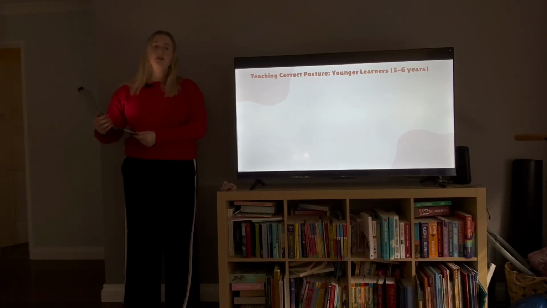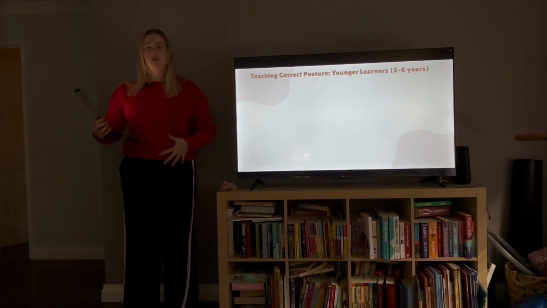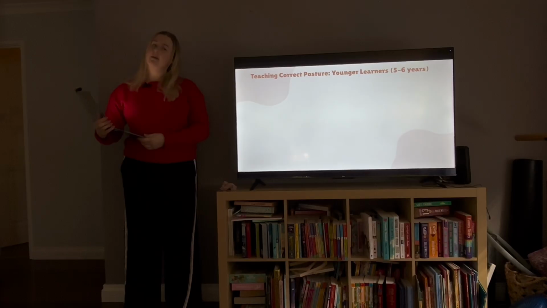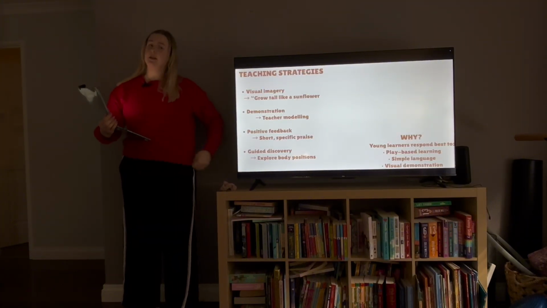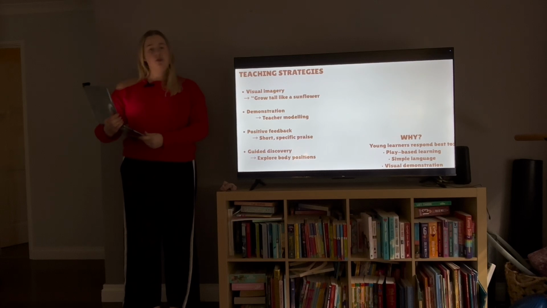Teaching correct posture for younger students is crucial. By the age of 5 to 6, the students should start to grasp an idea of what locating neutral position is within their pelvis, to be able to start their next journey into ballet with their jumps, leaps, turns, and all of the above. Some strategies that teachers, and myself included, will use is visual imagery.